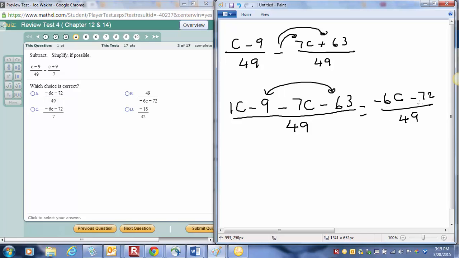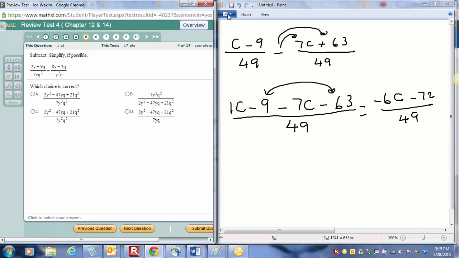Again, in this problem, I can take 6 as a common factor, but 49 is only divisible by 7, so nothing is going to help. So let's keep it this way. Let's see if we have this answer somewhere. Negative 6c, negative 72 over 49, it would be A, right? All right, let's move to the next question, number 5.